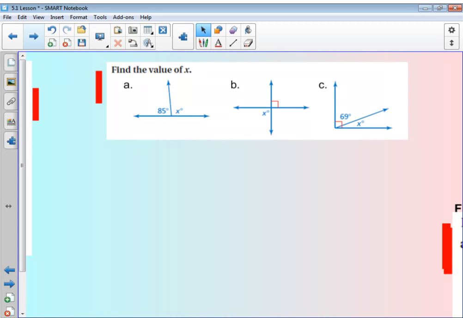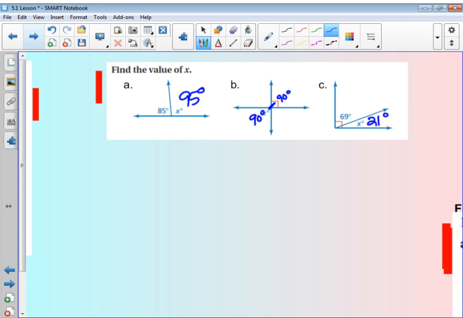Okay, so on this one, you should have gotten 95 because 180 minus 85 is 95. These are vertical angles, so I had to understand that this was a 90-degree angle, so therefore x is also 90 degrees. And here, this is a set of complementary angles, so I'm going to take 90 minus my 69 that I know, which is going to give me 21 degrees. Okay, so that's working with each of those new concepts, new wording, and understanding.